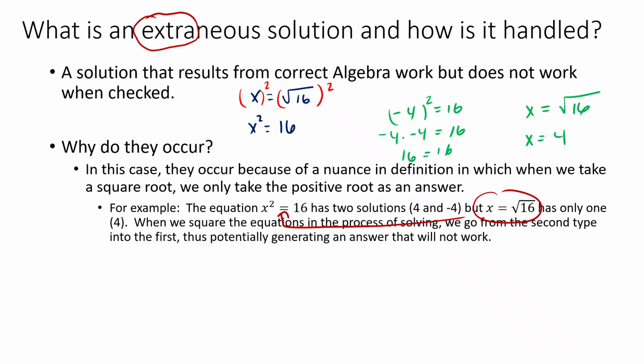So where that first one only had x equals 4, now when I square both sides, I have incorporated this -4 as being a possible solution. And so what we did there is we generate this potential extra solution that we might have. And that's what happens in the process of doing that correct algebra work: when you get to that step where you square both sides, you introduce the possibility that you might have an extra solution.